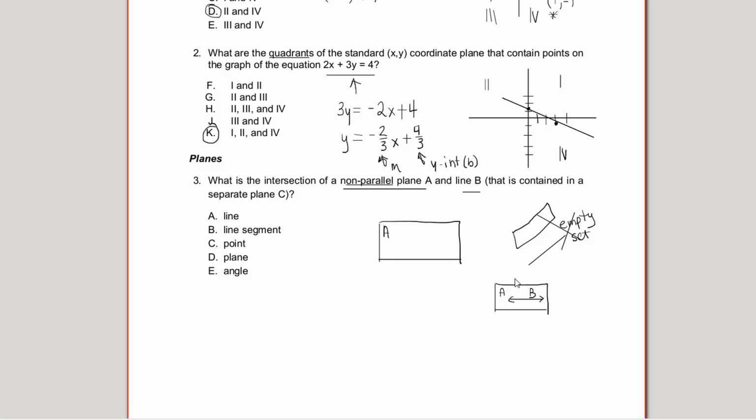But we do not have that because line B is in a separate plane C that intersects, and I'm just going to draw the intersection here. Didn't draw that very well, but this is the plane C, and we have the point that goes through on the other side here. If you can visualize a line going through a plane, it's going to intersect at a point, which is answer choice C.